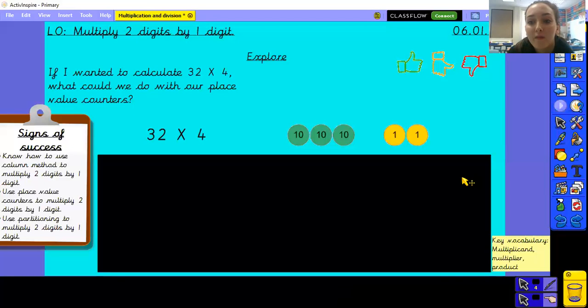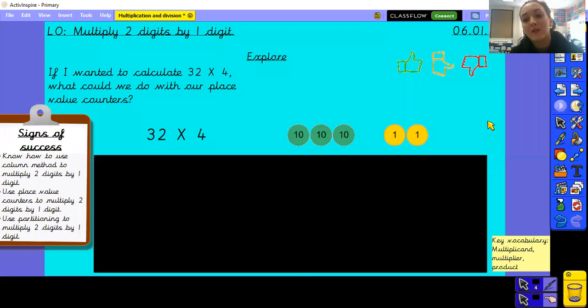Okay, so as you can see, I've moved on to the next slide. In this slide, we are going to have a go at using place value counters to help us multiply two digits by one digit. So if I wanted to calculate 32 times 4, what could we do with our place value counters? Here I've got 3 10s to represent my 30 and 2 1s to represent my 2, and altogether I've got 32. So if I wanted to multiply this number 32 by 4, what could I do with my place value counters? Have a little think and then we'll go through it together.